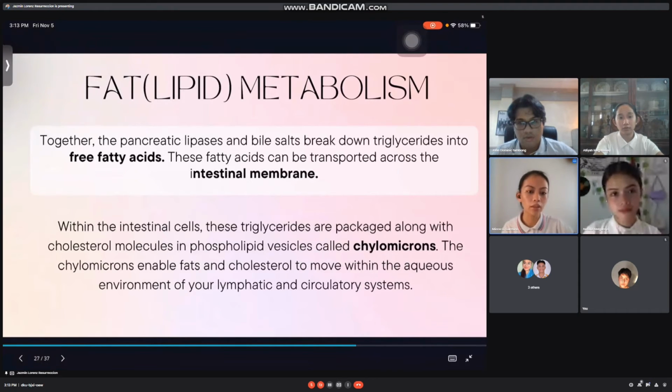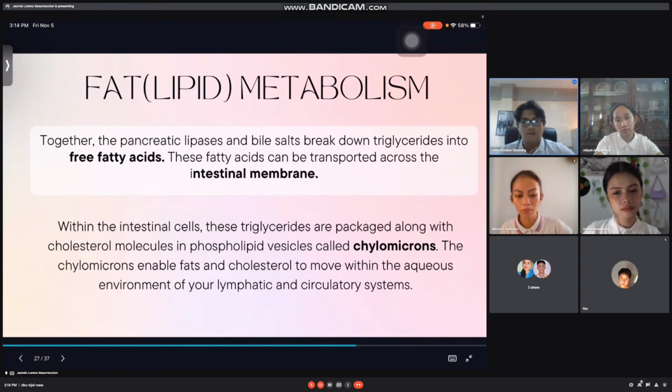Fat or lipid metabolism: together, pancreatic lipases and bile salts break down triglycerides into free fatty acids. These fatty acids are transported across the intestinal membrane. Within the intestinal cells, these triglycerides are packaged along with cholesterol molecules in phospholipid vesicles called chylomicrons. Chylomicrons enable fat and cholesterol to move within the aqueous environment of your lymphatic and circulatory system.